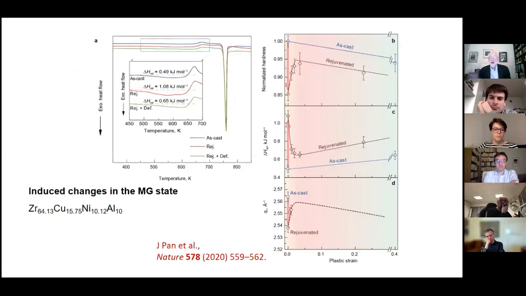So what then has happened? Well, basically, if you looked at the hardness of your as-cast system, you mechanically treat it, you soften it. When you then deform it, of course, it tries to go back to its original hardness. So this is your strain hardening. It doesn't last for long, but it's a perfectly real effect. Similarly with the energy, by rejuvenating the system, you pump energy in. Now, when it strain hardens, you go back to a lower energy.